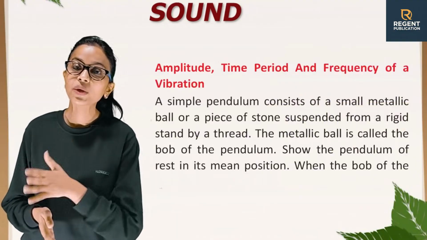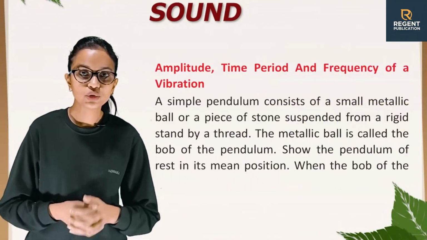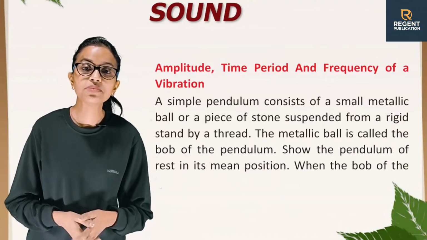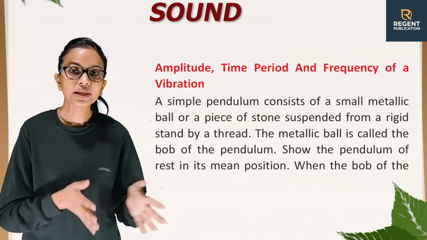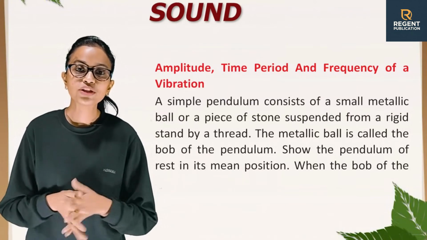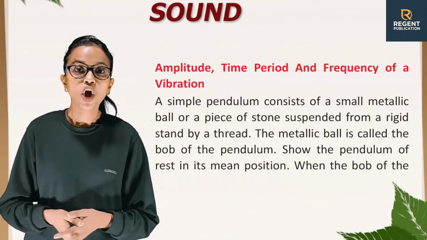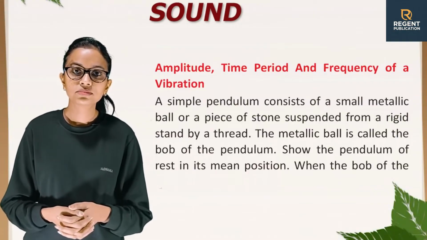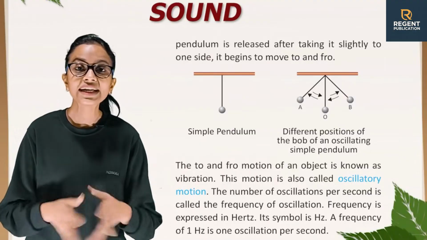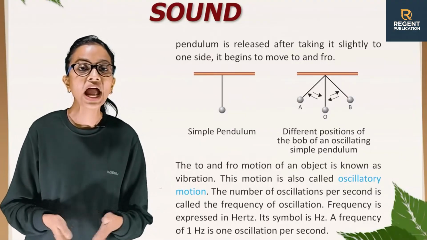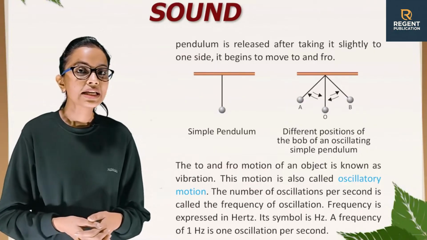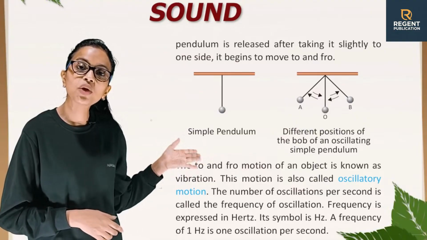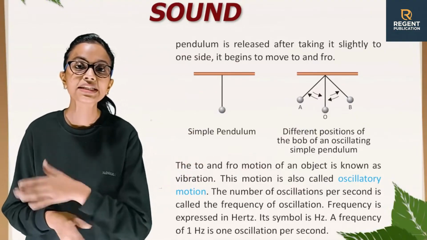Amplitude, time period and frequency of a vibration. A simple pendulum consists of a small metallic ball or a piece of stone suspended from a rigid stand by a thread. The metallic ball is called the bob of the pendulum. Shown is the pendulum at rest in its mean position. When the bob of the pendulum is released after taking it slightly to one side, it begins to move to and fro. So these are the diagrams. This is a simple pendulum, and the other shows different positions of the bob of an oscillating simple pendulum.